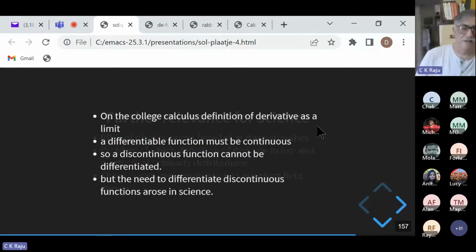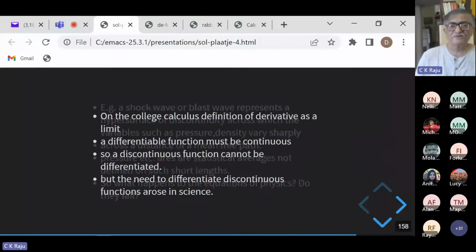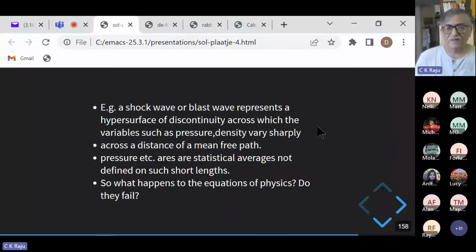So on the college calculus definition of derivative as a limit, a differentiable function must be continuous. Therefore, a discontinuous function cannot be differentiated. But you need to differentiate. Shock wave: you have a cracker blast or explosion, the blast wave, which creates a hypersurface of discontinuity across which variables such as pressure and density vary sharply. Sharply meaning they vary across a distance of a mean free path. And pressure, etc., are statistical averages, and such an average is not defined on such a short length because it is different on both sides.